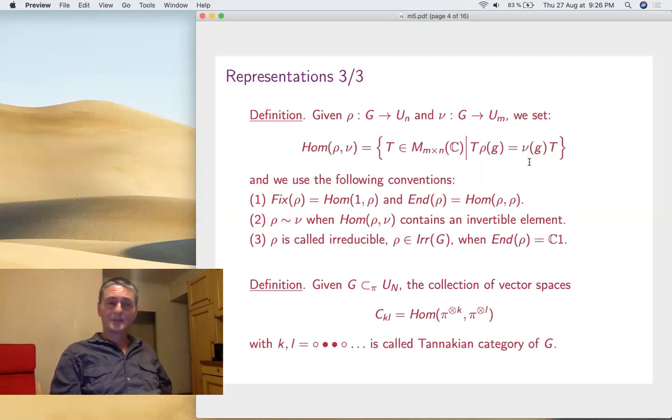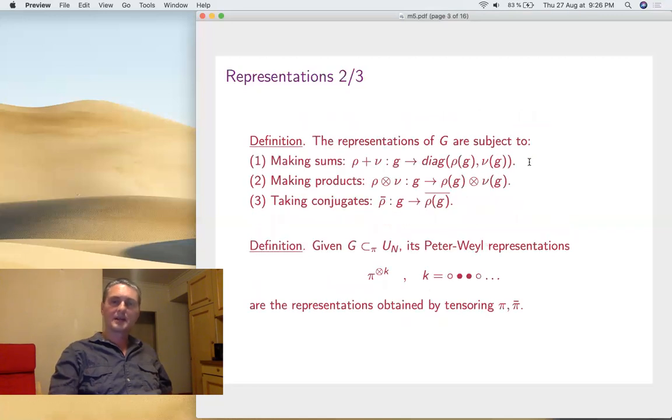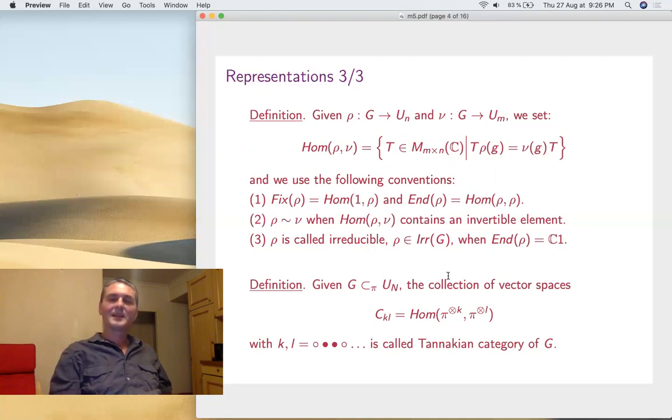So I'm actually interested in this Peter-Weyl representation. So let's go back here. So you see, I can take pi bar, and tensor them. So these are the representations which come with the group. All the rest is a bit abstract. So I'm interested in computing somehow these Hom spaces between pi k and pi l. So these are linear spaces. Let's call them C_kl, indexed by pairs of colored integers. And this is called the Tannakian category of G. So we'll get to that later, but basically that's the main point in representation theory, to compute this Tannakian category.